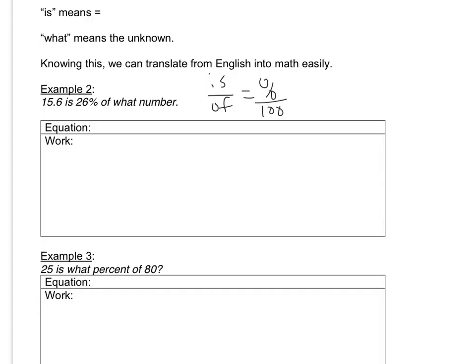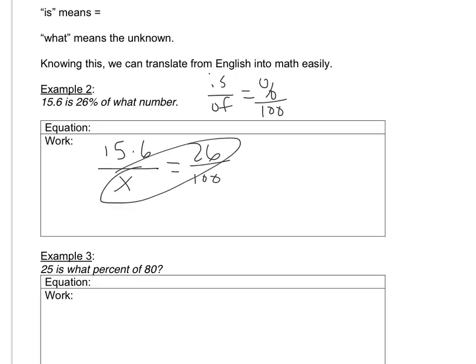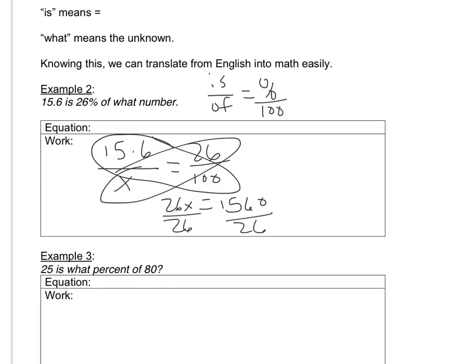So if we do that, it says 15.6 is 26% of what number? So we know the is, 15.6. We don't know the of. We know the 26. We know the 100. Cross multiply. You get 26x equals 1560. Divide by 26. You get 60. So x equals 60. Okay.